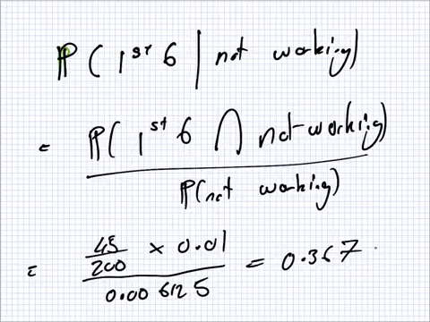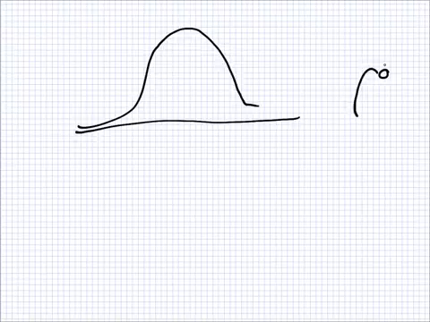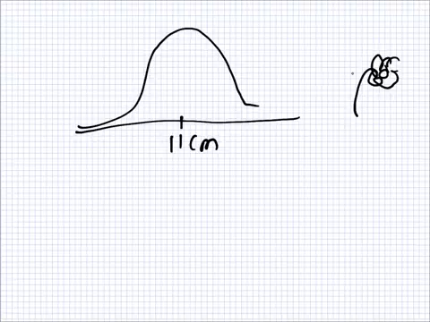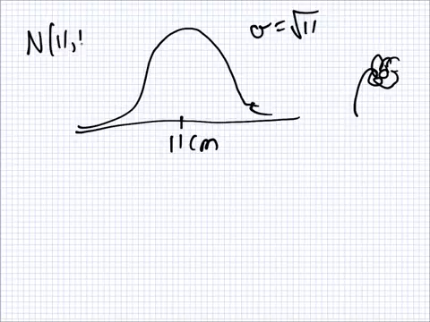Okay, can we have a look at the B part? Yeah, scroll down. So the B part is a normal distribution. It's a plant. Yeah, beautiful. Right, the mean here is 11 centimeters for the height. And the standard deviation is square root 11. So this is a N(11, 11).